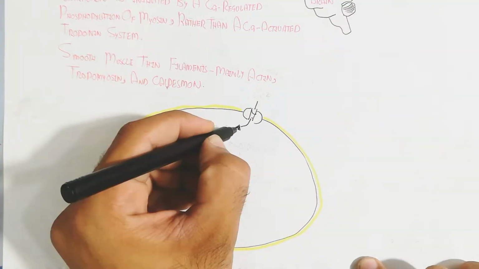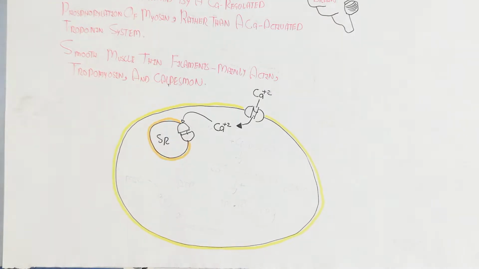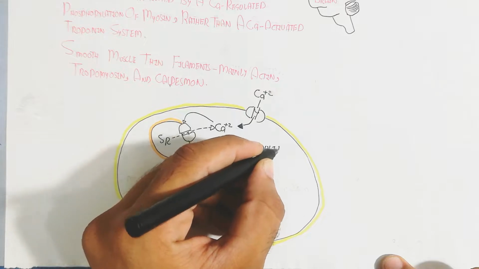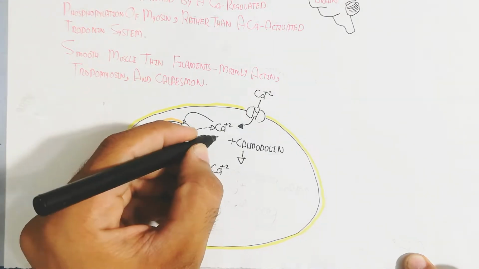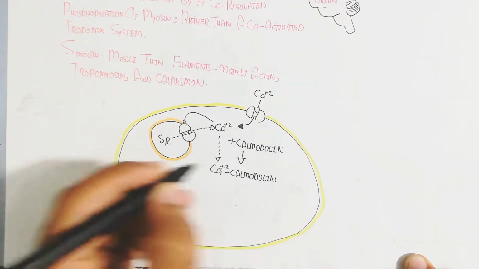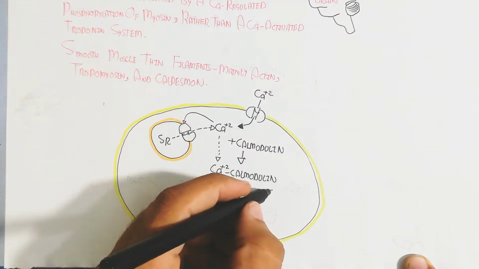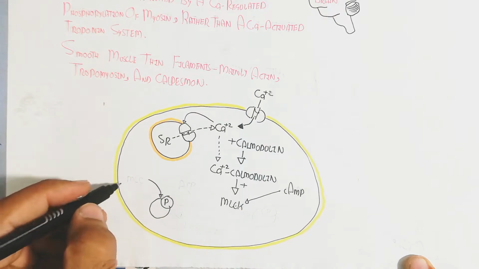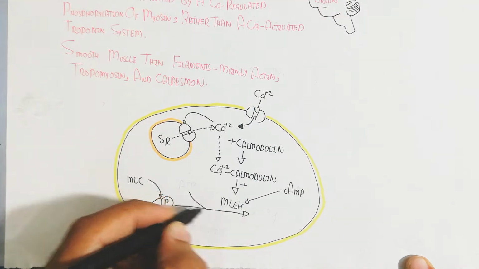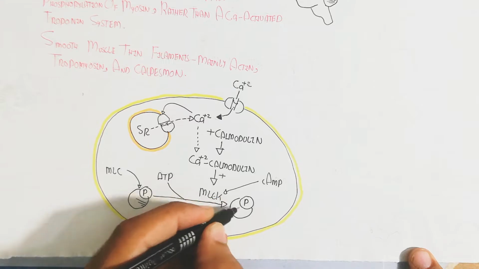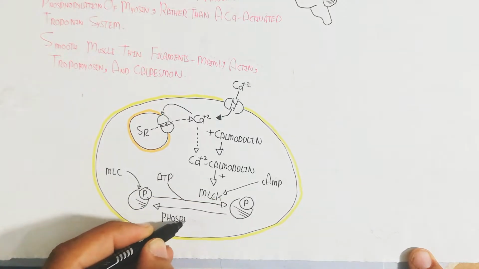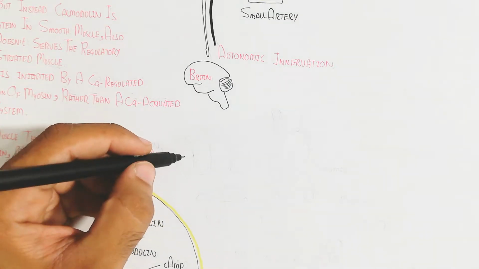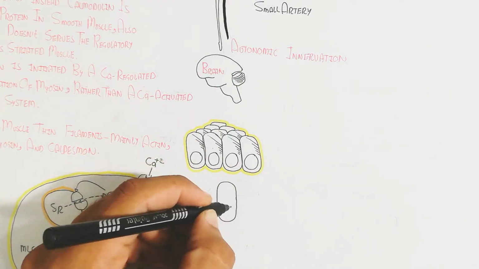So in this smooth muscle cell, the influx of calcium will trigger the sarcoplasmic reticulum. This will lead to calmodulin and calcium-calmodulin binding with myosin light chain kinase activation. Cyclic AMP will trigger this; we will discuss cyclic AMP next. In this way the phosphatase enzyme and myosin light chain kinase activation lead to contraction through myosin light chain phosphorylation.